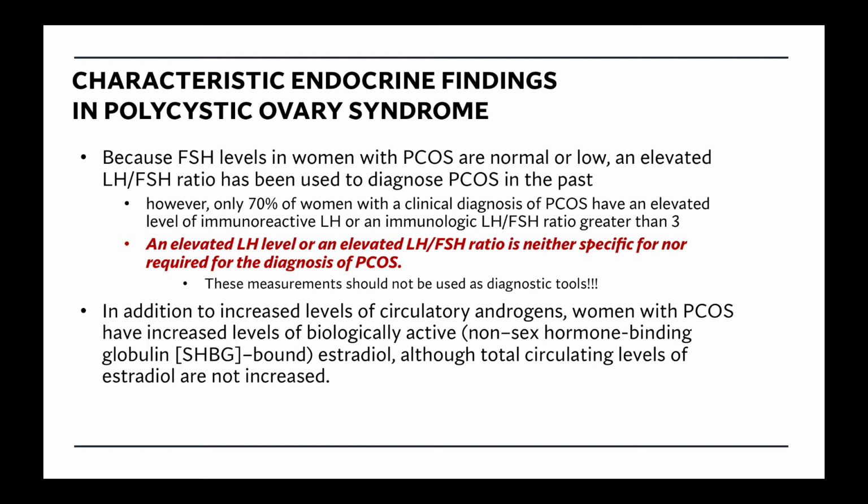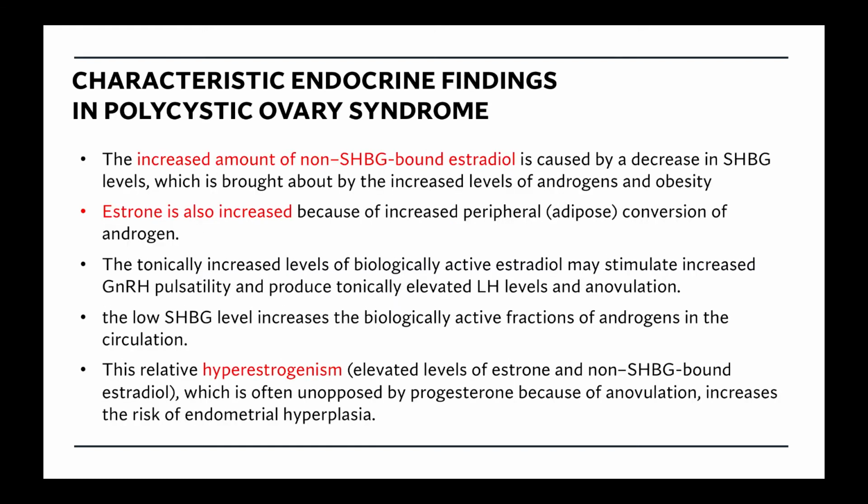In addition to increased levels of circulating androgens, women with PCOS have increased levels of biologically active estradiol, meaning estradiol which is not sex hormone-binding globulin bound, although total circulating levels of estradiol are not increased. The increased amount of non-SHBG-bound estradiol is caused by a decrease in SHBG levels, which is brought about by the increased levels of androgen and obesity. Estrone is also increased because of the increased peripheral or adipose conversion of androgen. The tonically increased levels of biologically active estradiol may stimulate increased GnRH pulsatility and produce tonically elevated LH levels and anovulation. The low SHBG level increases the biologically active fractions of androgens in the circulation.